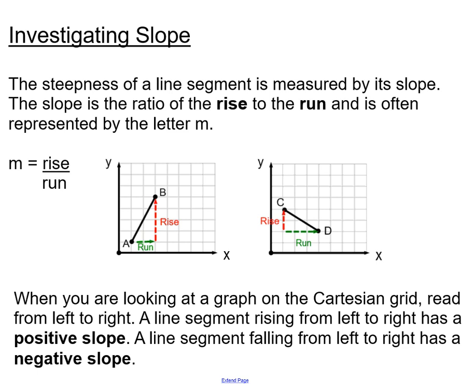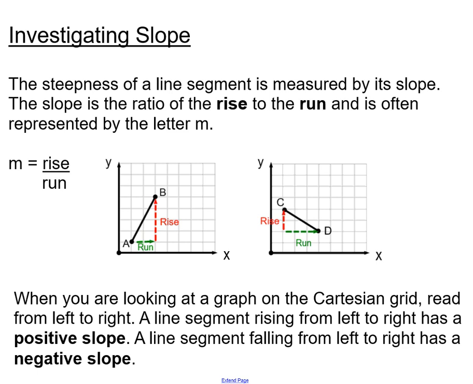So slope is a ratio or a fraction looking at how much something rises compared to how much something runs. So the vertical change versus the horizontal change. And the letter that represents slope in math is the letter M. So the formula for slope is rise over run.